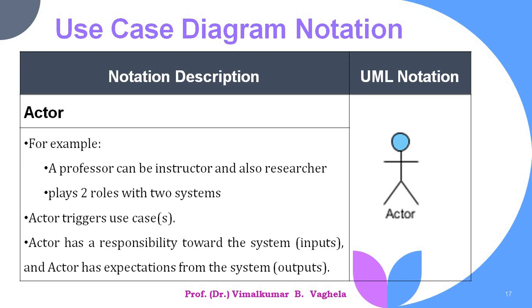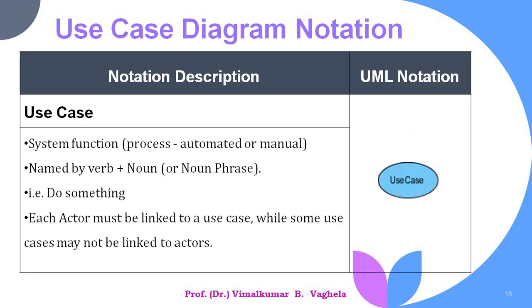An actor triggers a use case. The actor has a responsibility toward the system as input, and the actor has an expectation from the system as output. The second notation used in a use case diagram is the use case itself. It is a system function, a process that is automated or manual, named by a verb plus a noun. The meaning is very simple: do something in the system. Each actor must be linked to a use case, while some use cases may not be linked to actors.